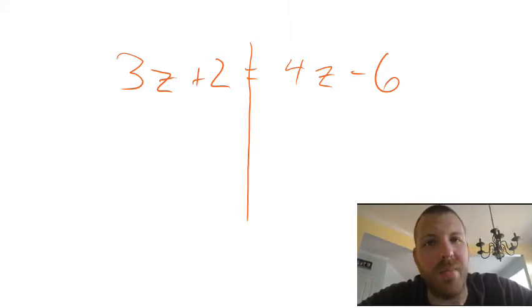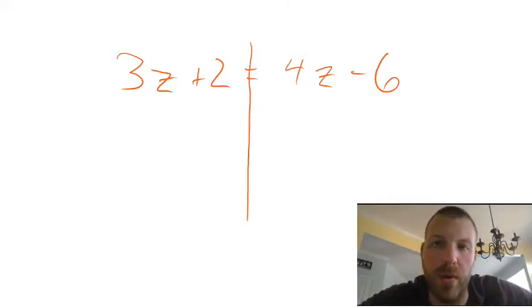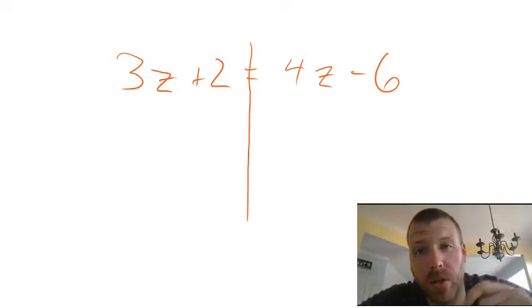What I mean by numbers, I mean the things that don't have variables with them at all. So for example up here, we have 2 and we have a negative 6. Those don't have any variables with them, therefore they are the numbers that I'm talking about. Now we have a 3z and a 4z, so we have to move those. We have to either take it all to the left or take it all to the right.